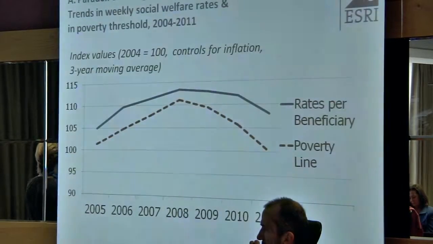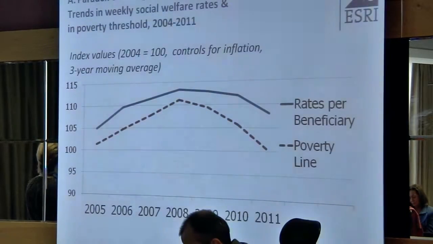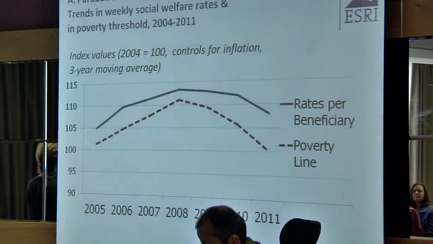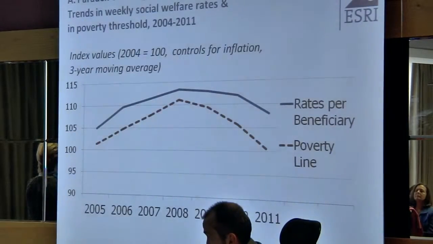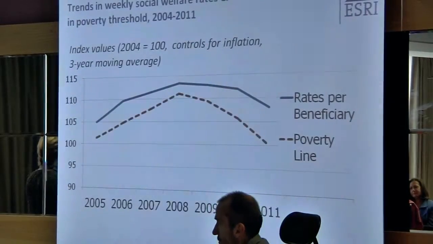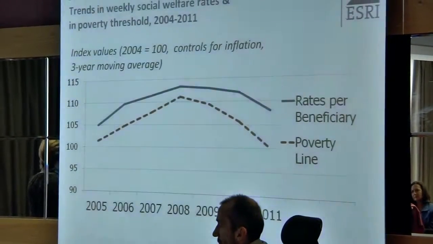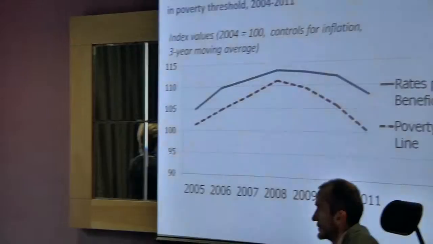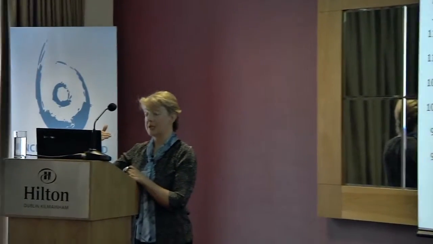Social welfare rates were increasing very rapidly, more rapidly than the poverty threshold, up towards the beginning and into the early recession. Then they started to fall, but they fell at a slower rate than the poverty line. So incomes, very paradoxically, for people who were dependent on social welfare, remained above the poverty threshold into the recession. Now you might well ask, what does this mean?